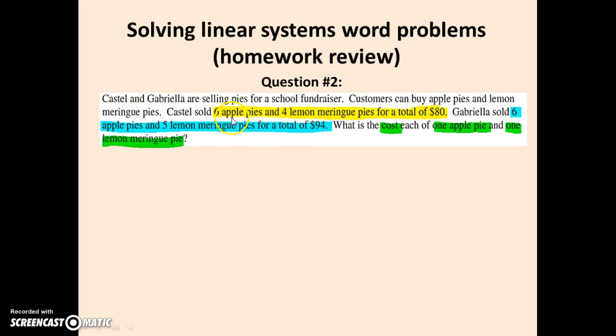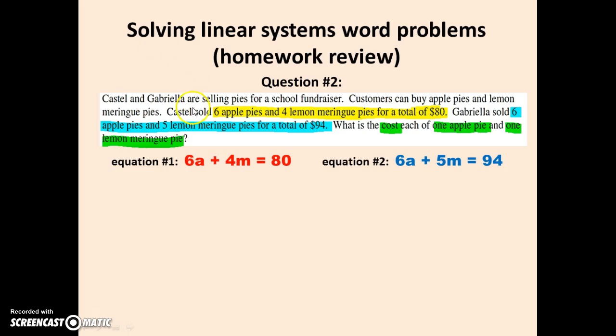Castell sold 6 apple pies and 4 lemon meringue pies for a total of $80. Gabrielle sold 6 apple pies and 5 lemon meringue pies for a total of $94. We want to find the cost of 1 apple pie and the cost of 1 lemon meringue pie. So we can set up our 2 equations.